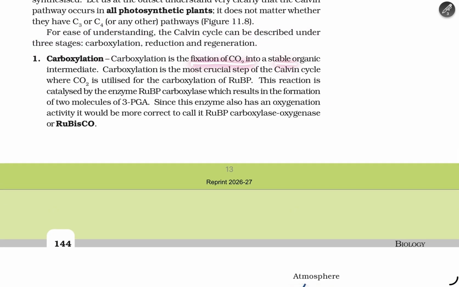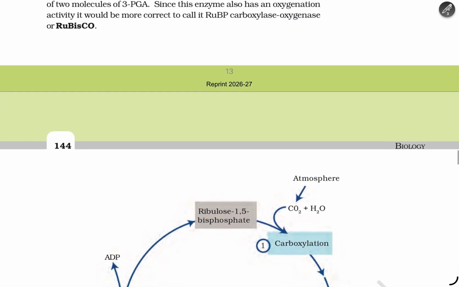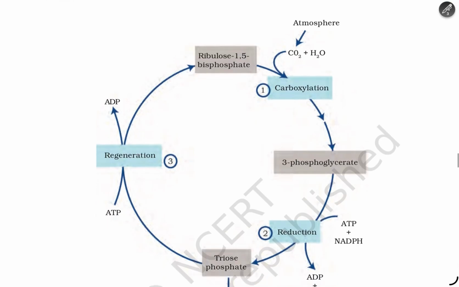Carboxylation is the fixation of carbon dioxide into a stable organic intermediate. Carboxylation is the most crucial step in the Calvin cycle, where carbon dioxide is utilized for the carboxylation of RuBP. This reaction is catalyzed by the enzyme RuBP carboxylase, which results in the formation of two molecules of 3-PGA. Hence the enzyme also has an oxygenase activity. It is more correct to call it ribulose bisphosphate carboxylase-oxygenase, or RuBisCO.